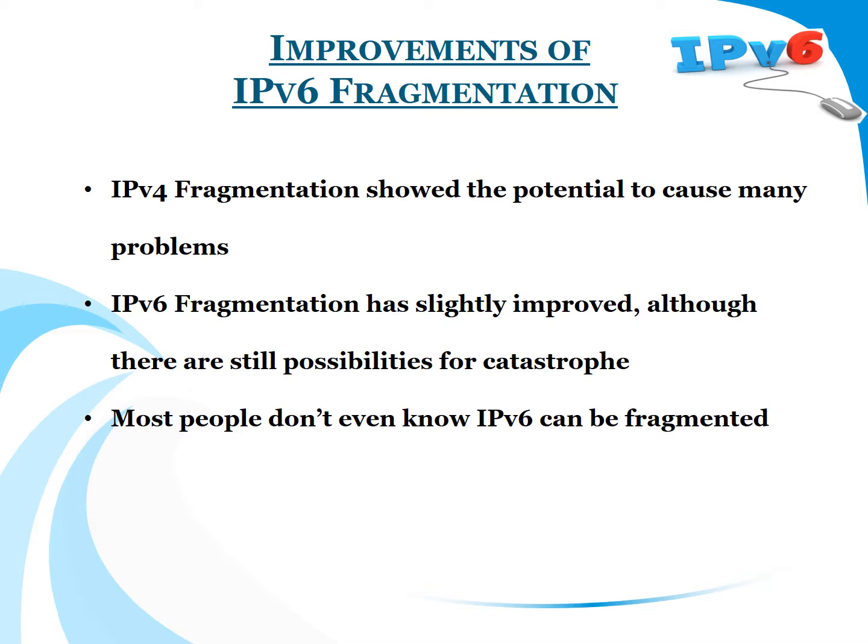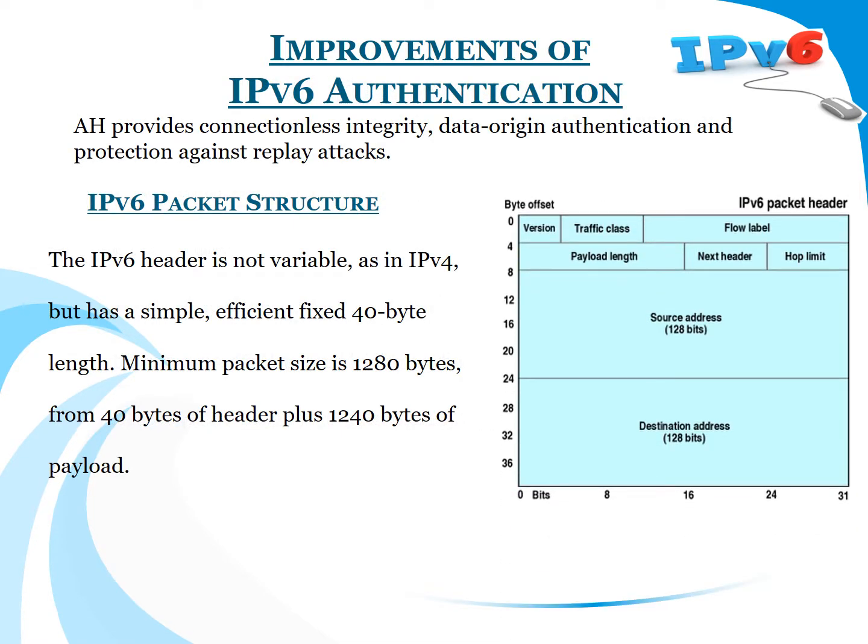IPv4 fragmentation showed the potential to cause many problems. IPv6 fragmentation has slightly improved. Although there are still possibilities for catastrophe, most people don't even know IPv6 can be configured. Authentication header provides connectionless integrity, data origin authentication, and protection against replay attacks. It authenticates with an integrity check value, or ICV, calculated over the payload, the header and unchanging fields of the IPv6 header and options. Authentication header does not provide privacy and confidentiality of packet contents.